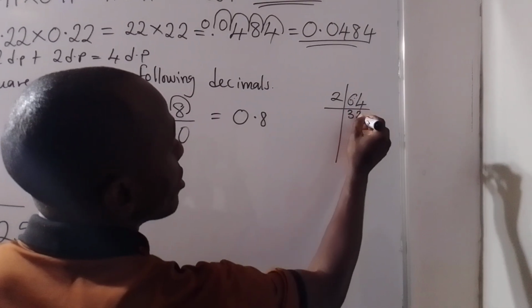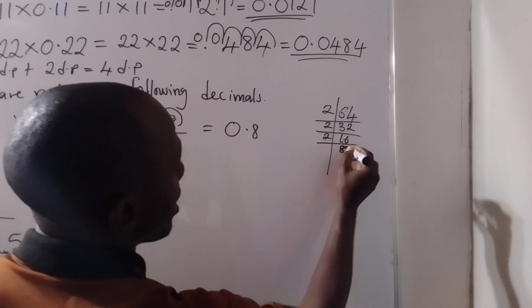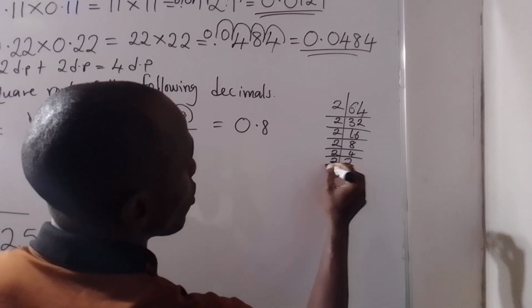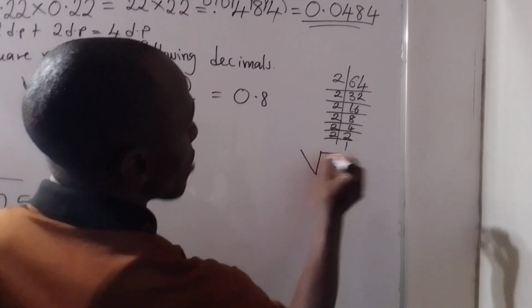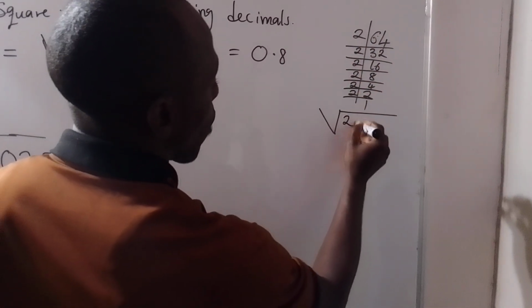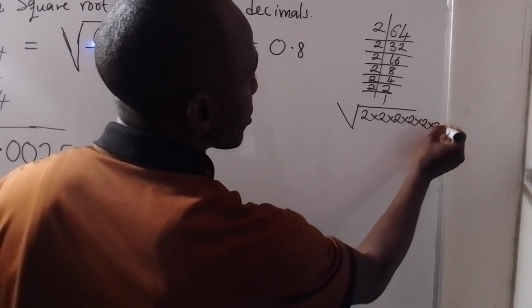2 here is 32, 2 here is 16, 2 here is 8, 2 here is 4, 2 here is 2, 2 here is 1. If you draw your square root sign, we have 1, 2, 3, 4, 5, 6.